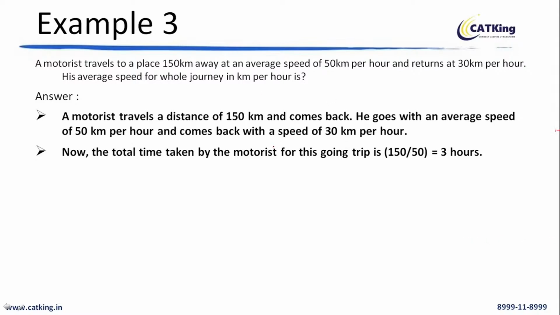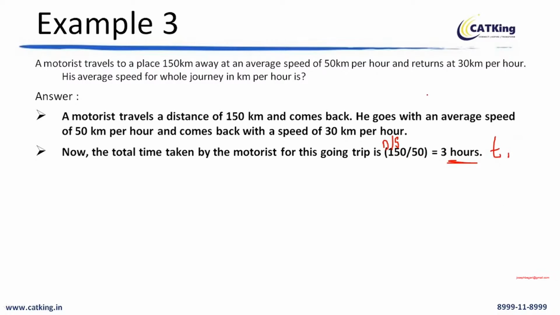First, the total time taken by the motorist for going, as in when he reaches his destination, is how much? 150 upon 50. 150 upon 50 is 3 hours. What is 150 upon 50? 150 is the distance, no? 150 is the distance, and his speed is how much? 50. So distance upon speed will give you 3 hours. That is time 1, no?